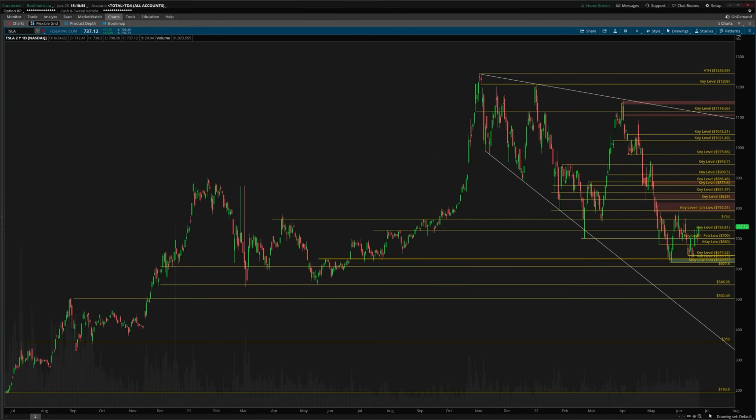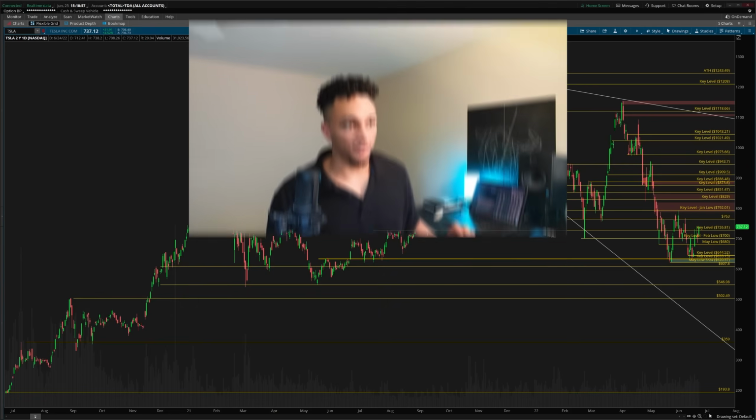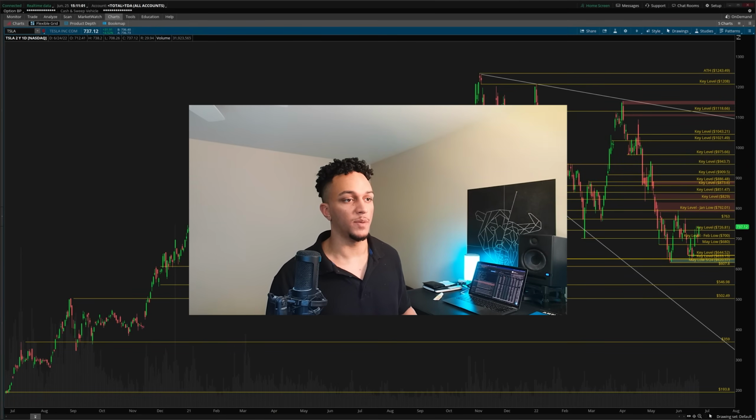All right, so right now we're looking at Tesla, and just off first glance, you may be a little bit concerned. You may think this is way too messy, like you don't understand what you're looking at or why you would want this many lines in your chart.